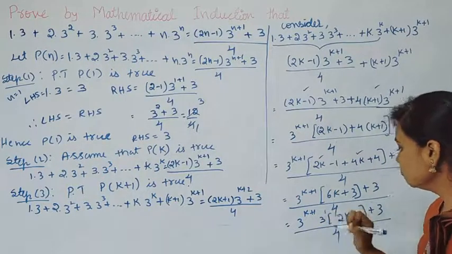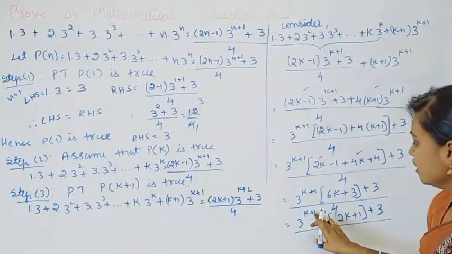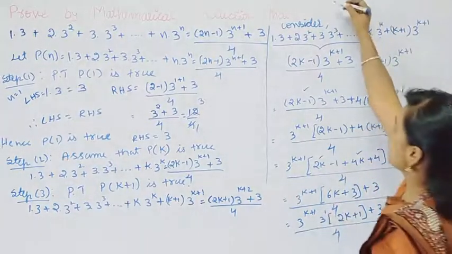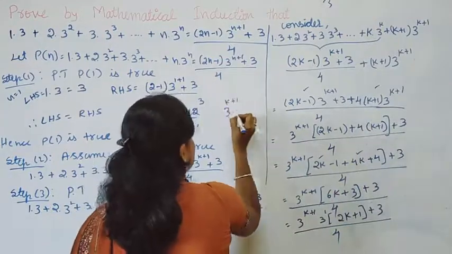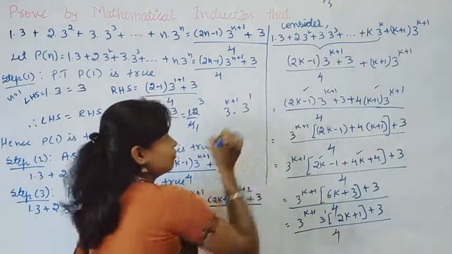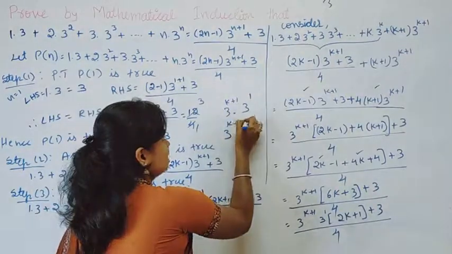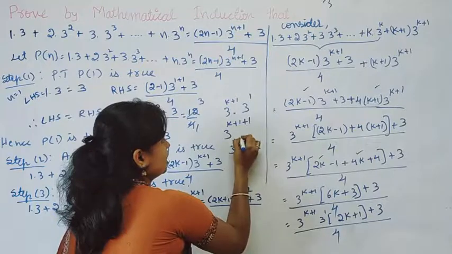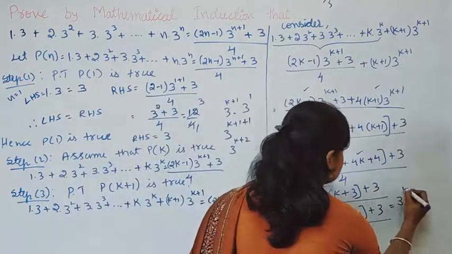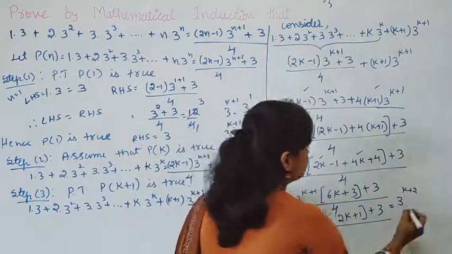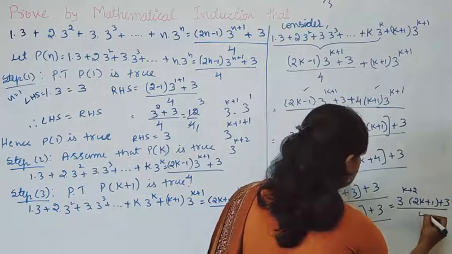So here power is 1. 3 means 3 power 1. So k plus 1 plus 1 becomes what? Because we have 3 power k plus 1, right? So I write here 3 power k plus 1 into we have 3. So for this power is 1. So add both the powers, that is 3 power k plus 1 plus 1. It is nothing but 3 power k plus 2. So for this I write 3 power k plus 2 into what? (2k plus 1) plus 3, whole divide by 4.